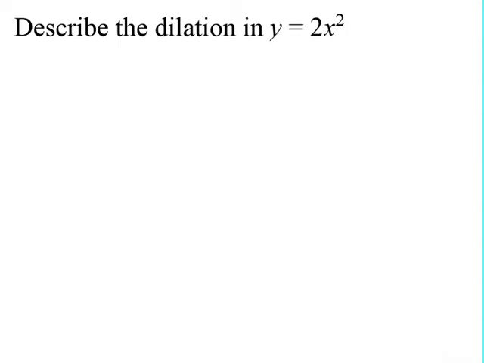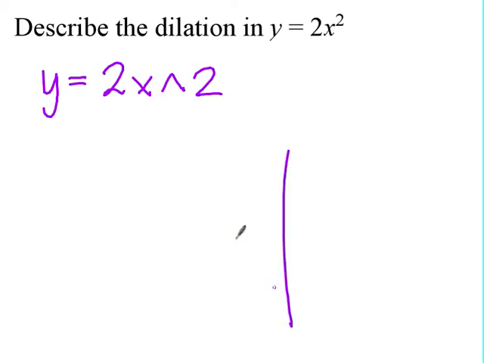Describe the dilation in y equals 2x squared. Let's type this into GeoGebra. I get y equals 2x caret 2. That's what you're going to type in. What happens to it? It's a quadratic function. What does it do? It narrows. Perfect, that was exactly the word I was thinking of. If you notice, it narrows. Your y equals x squared, if you graph that, is going to look something like this. The one you just did is going to look something like this.